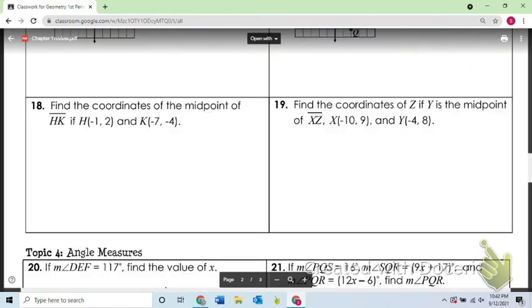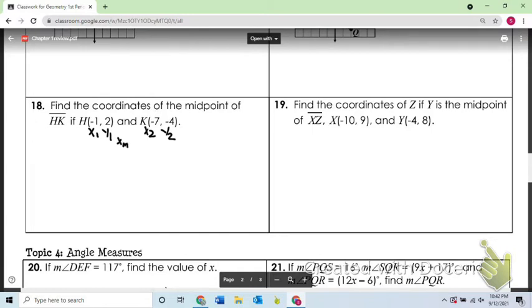So these next two are midpoint and endpoint. Number 18 is midpoint, so we should have already written the midpoint formula up at the top of our test. Here we have 2 points. We have H, which we're going to call x1, y1. We have K, which is going to be x2, y2. And we want to know what the middle point in between them is.